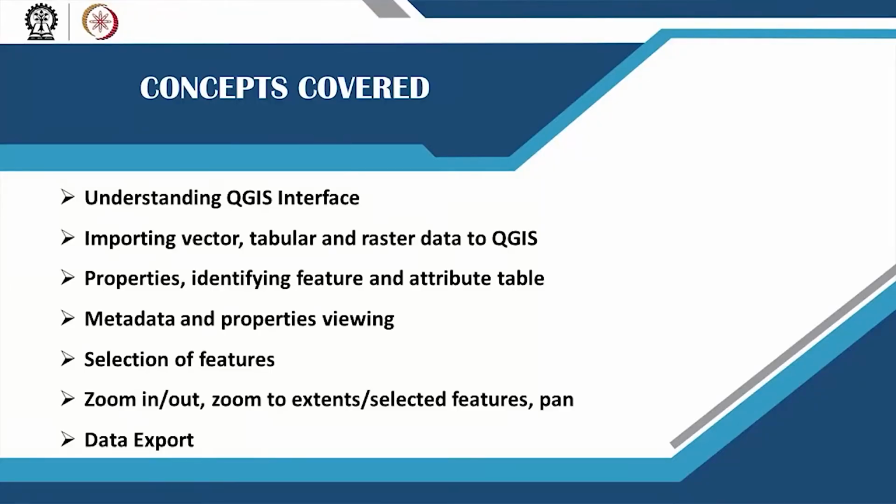The concepts covered in this lecture would be understanding the interface of QGIS, importing vector data, tabular data and raster data into the QGIS interface. Then we would look at the properties and identification of features and the attribute table, followed by metadata inspection and properties viewing. After this, we would brief about selection of features, how to select various features, zooming in and zooming out functions in QGIS, and also panning extents. At the last, we will also see how to export data from QGIS.